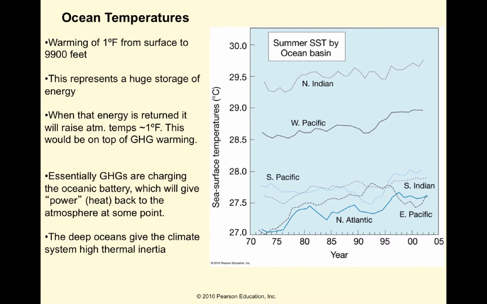Essentially, greenhouse gases right now are charging the oceanic battery, which will give power or heat back to the atmosphere at some point. The deep oceans therefore give the climate system high thermal inertia, but you can't sweep the problem underneath the mat forever. Eventually, the ocean circulation will give the heat back to the atmosphere.